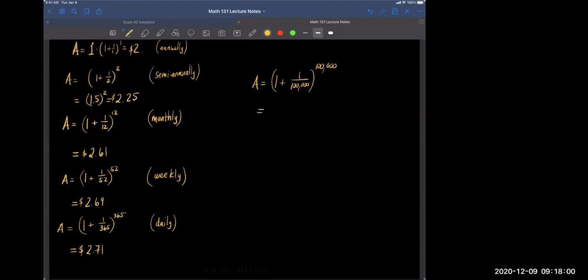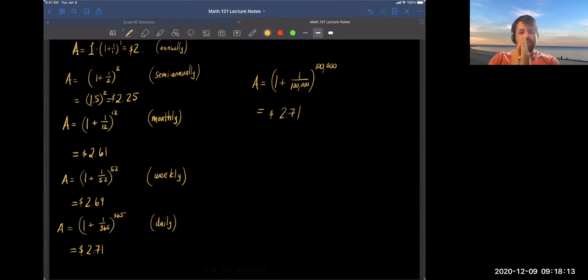It's 2.71. So does that mean that it approaches a limit? Yes. Thank you, Andrew. That is correct. There's a certain limit to this. It's not infinite.